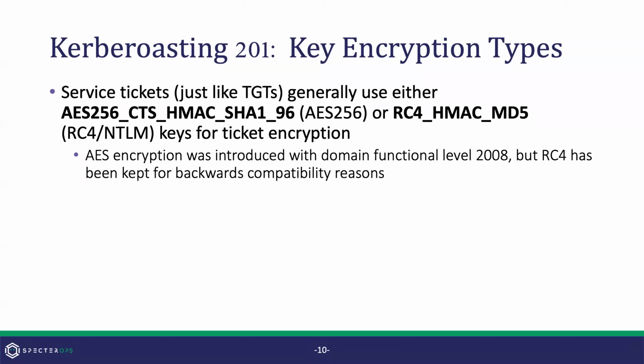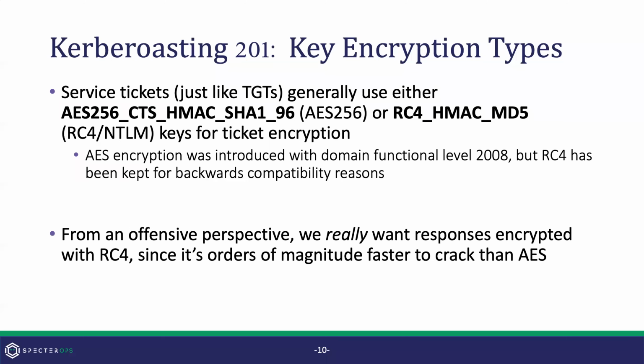AES encryption was introduced with Active Directory domain functional level 2008, but RC4 has been kept for backwards compatibility reasons. This is one of the things that makes Microsoft's job really difficult, the backwards compatibility problem, where they don't want to break huge amounts of existing deployments, so they're going to keep certain things for backwards compat reasons. From an offensive perspective, we really want responses encrypted with RC4, not AES. It's several orders of magnitude faster to crack RC4 tickets. And up until recently, there wasn't even tooling to crack the AES tickets. But even with that, there's a bunch of weird things that have been coming up. So we just really want RC4 if possible.